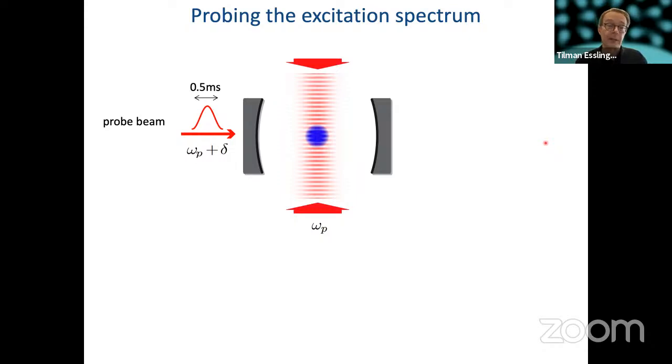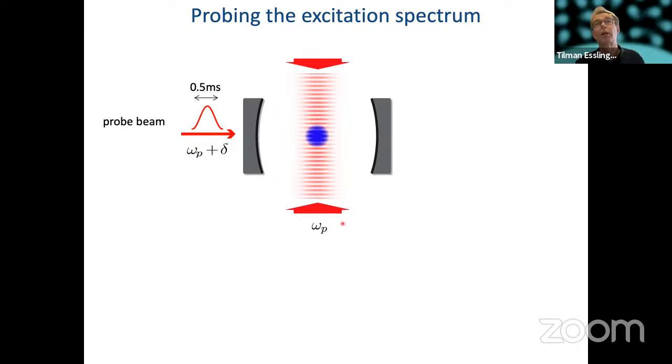ordered situation. And what we can do to probe this phase transition is we send a weak pulse with a frequency difference compared to the pump pulse into the cavity and look at whether we can excite the system.